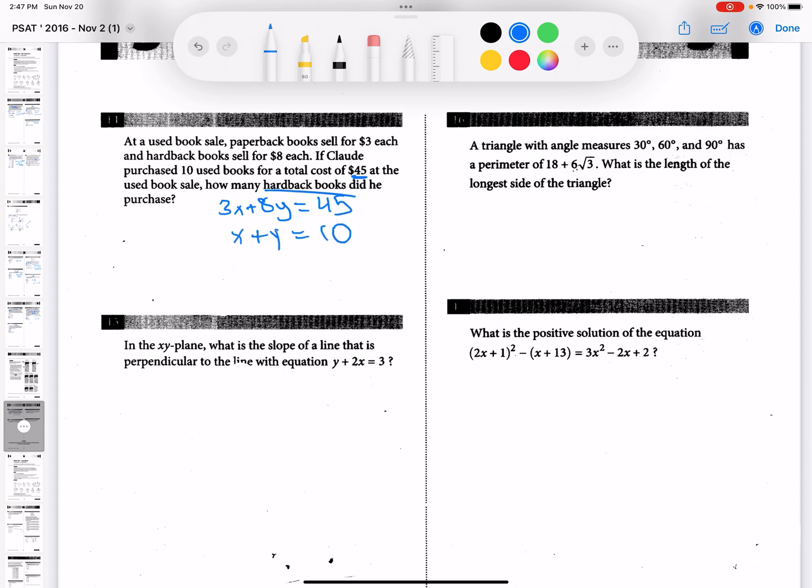We're trying to find the hardback books, which is the y value, so I'm going to isolate for x. So 3x plus 3y is equal to 30. Then we subtract and get rid of 3x, so 5y is equal to 15. So y is equal to 3.